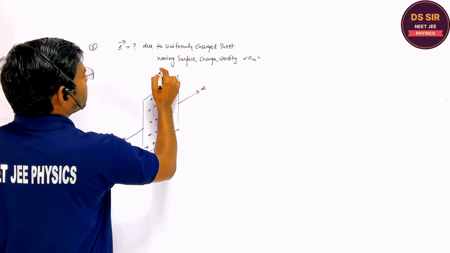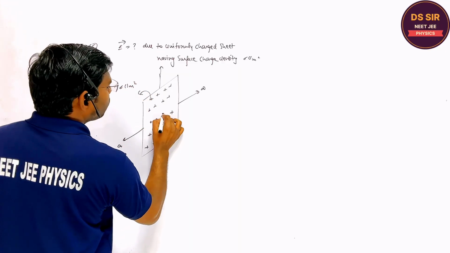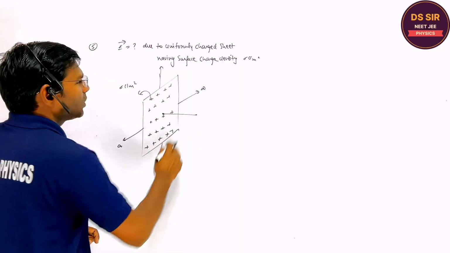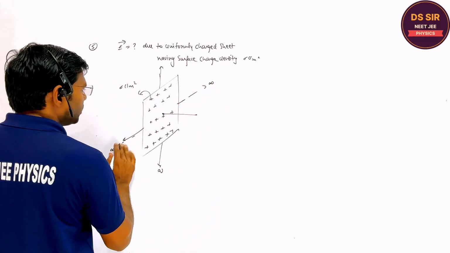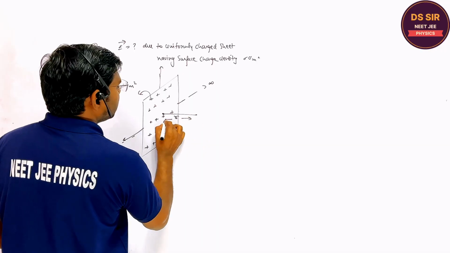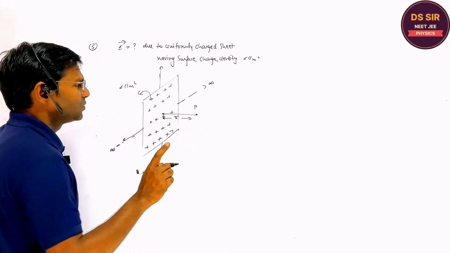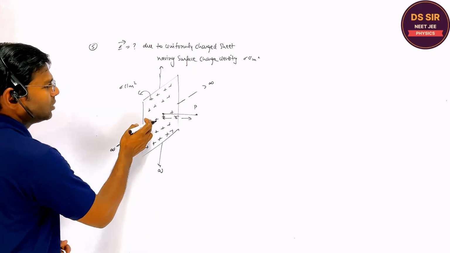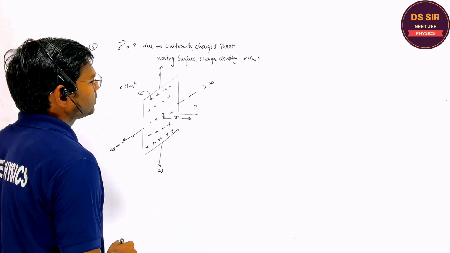For this case, if this is the sigma coulomb per meter square, you have to find the electric field with the help of Gauss's law, right? It is extended to infinity. At distance r, at this point, you have to find the electric field. You understand or not? Right? Copy this. So how to find the electric field?